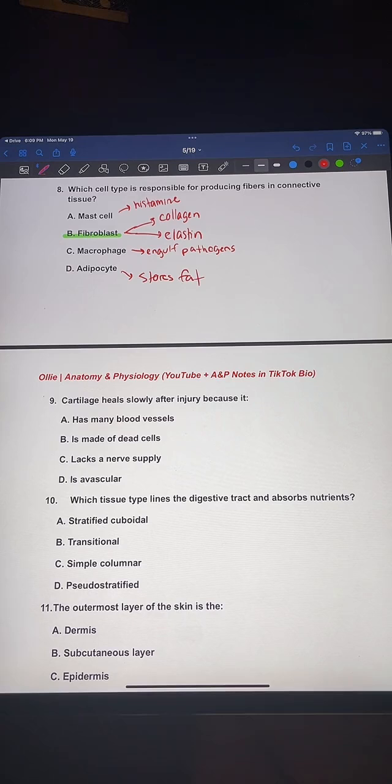This is for the HESI and TEAS exam. But in general, it's just good anatomy and physiology review for anybody. Could be in a radiology program, medical assistant program, some undergrad, pretty much anything. It would definitely be very beneficial.